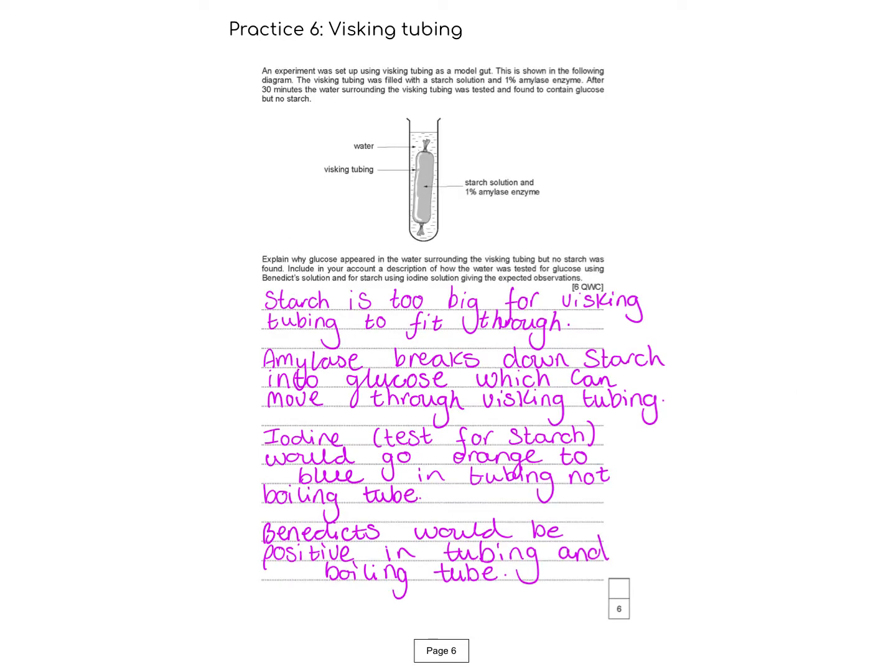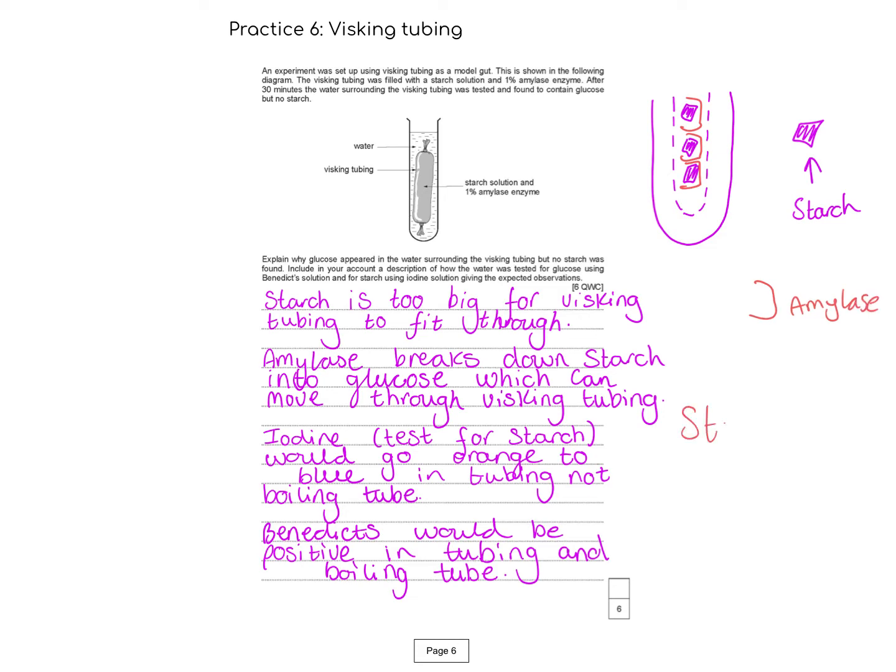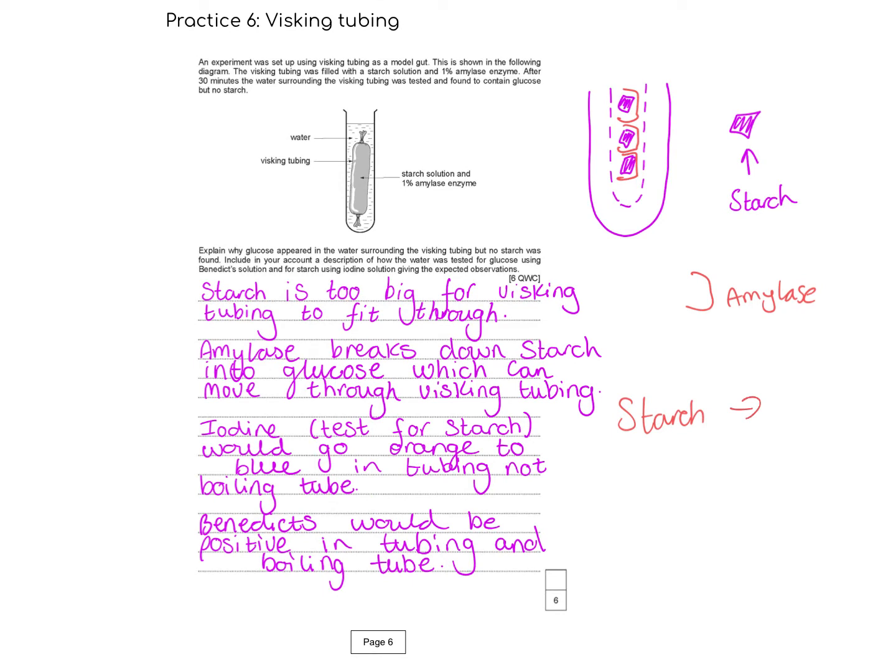Last question then, looking at Visking tubing. Okay, I'm going to draw a little diagram on the side here of what I want you to imagine Visking tubing to look like. Okay, so Visking tubing has tiny little holes in it. Okay, you will start with starch. Starch is a really large molecule. Okay, if you then add in the enzyme amylase, amylase breaks down starch into glucose.